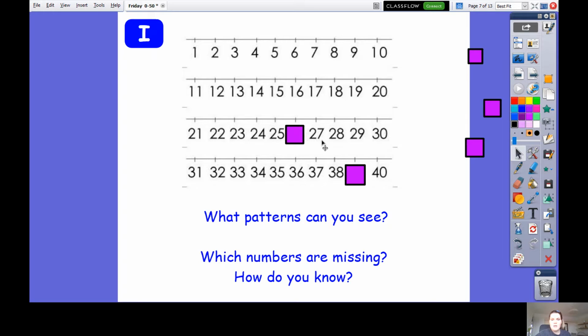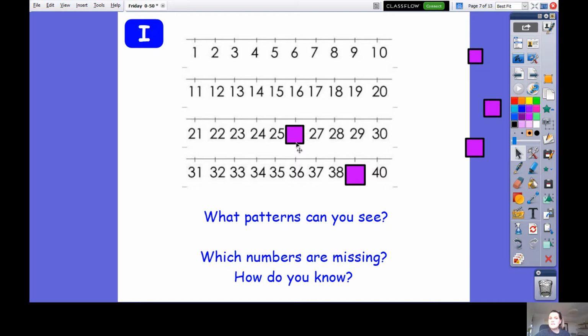I should count. Okay, I'm going to count. 27, 28, 20. Oh, no, don't just keep counting. Count to figure out what this one is. Where should I start from? You think I should start from 21? Okay, I can start from 21. Help me count then. 21, 22, 23, 24, 25.